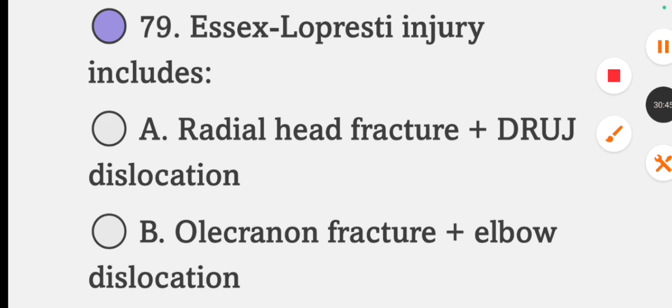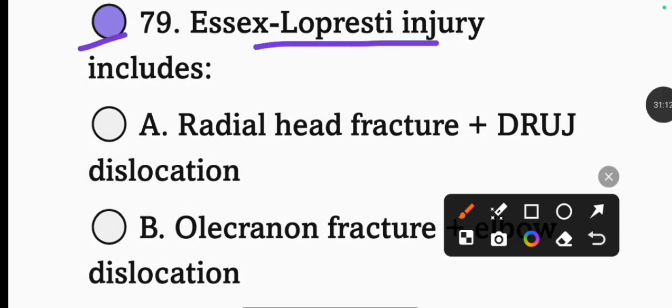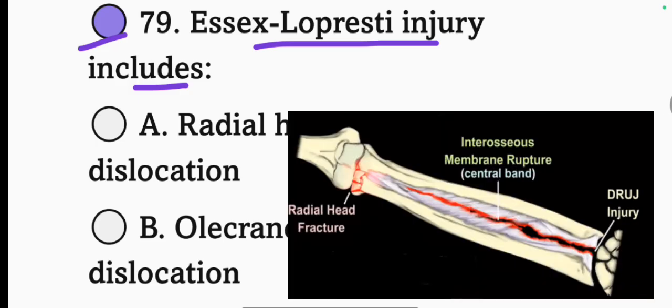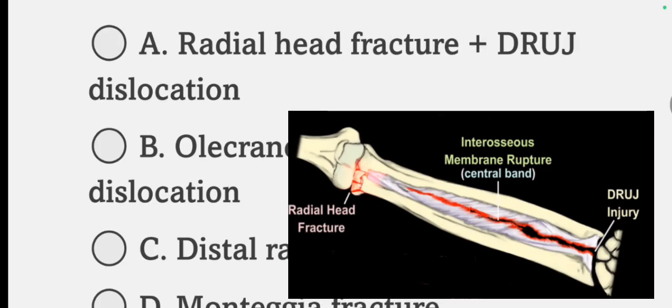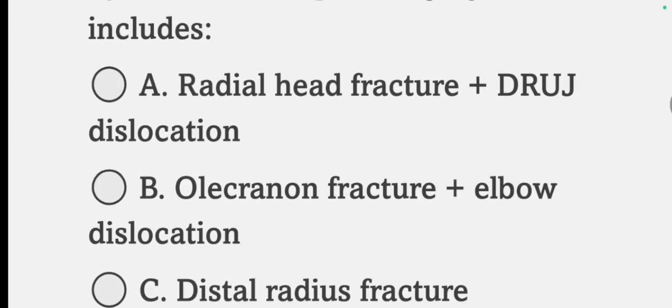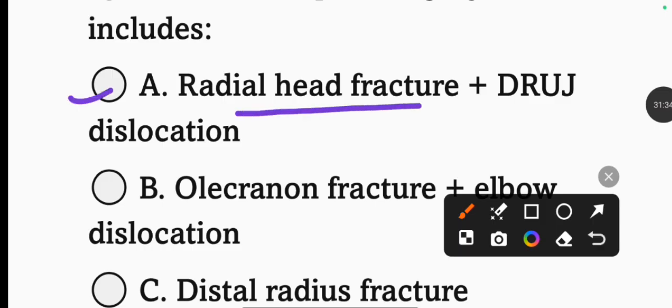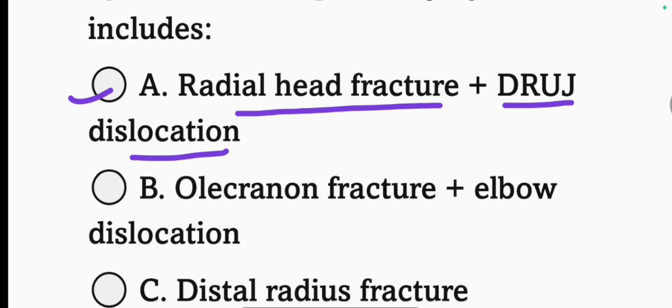Now come to 79. Essex-Lopresti injuries include. So Essex-Lopresti injury is actually a radial head fracture, distal radioulnar joint instability, and interosseous membrane rupture. Okay, so the options given: radial head fractures plus distal radioulnar joint dislocations. Okay, and they include the interosseous membrane. So the A option given is the correct option.